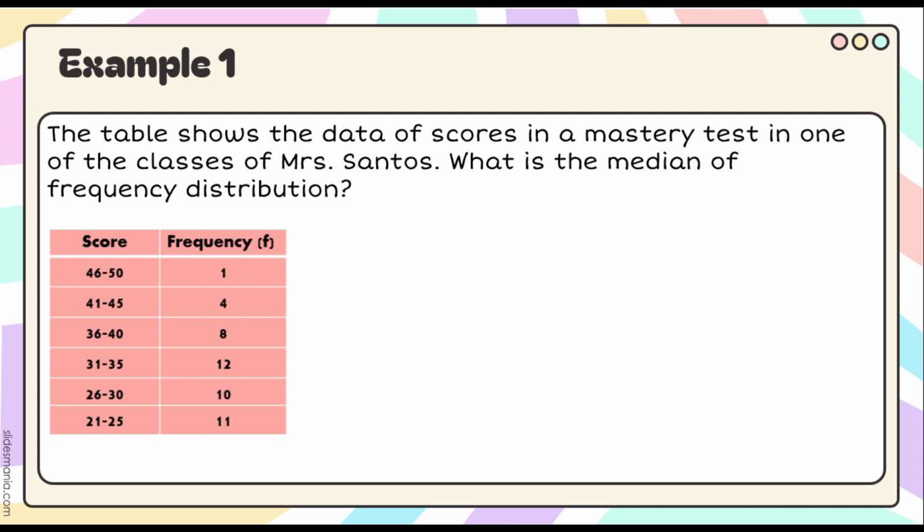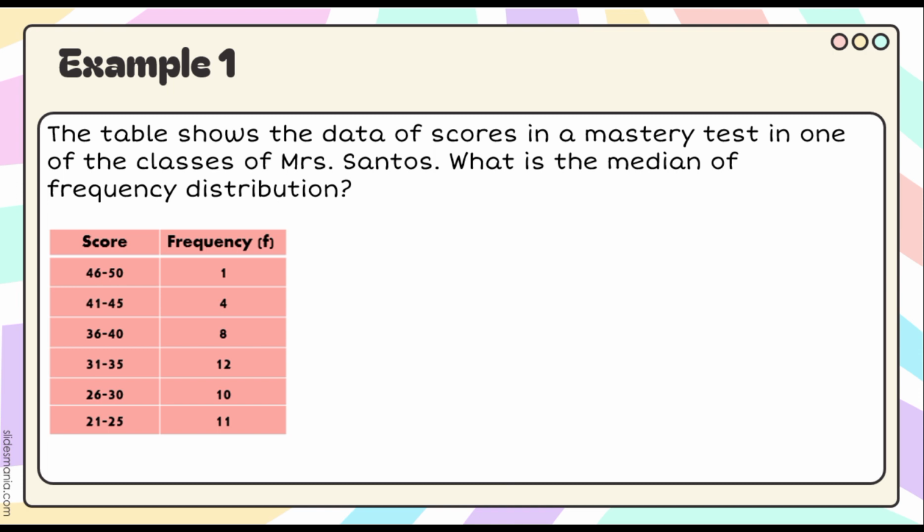Okay, let's have an example in finding the median of group data. Example number 1: the table shows the data of scores in a mastery test in one of the classes of Mrs. Santos. What is the median of the frequency distribution? We have here the table. The first column is the scores and the second is the frequency. Scores 46 to 50, we have 1 frequency. 41 to 45, we have 4. 36 to 40, we have 8. 31 to 35, we have 12. 26 to 30, we have 10. 21 to 25, we have 11.